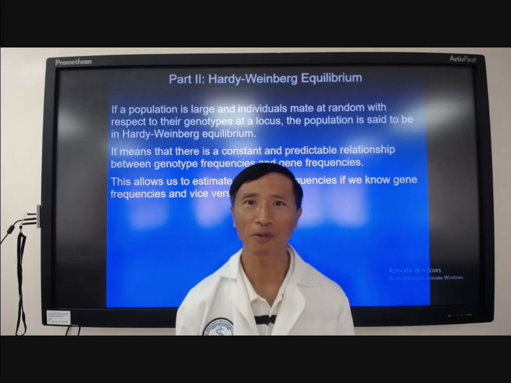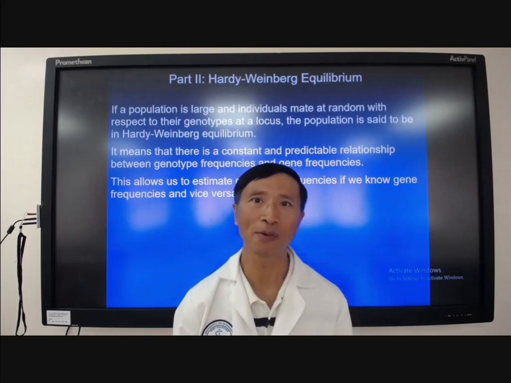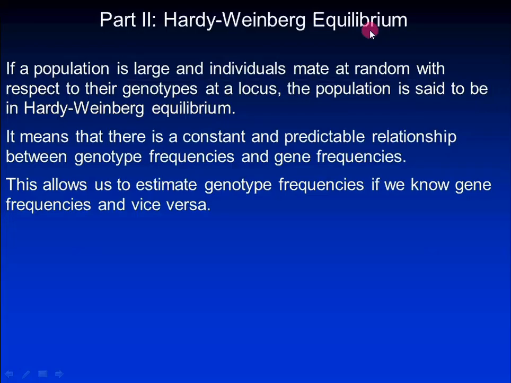Now, let's move to part 2. We will look at Hardy-Weinberg equilibrium. If a population is large and individuals mate at random with respect to their genotypes at a locus, the population is said to be in Hardy-Weinberg equilibrium. It means that there's a constant and predictable relationship between genotype frequencies and gene frequencies.